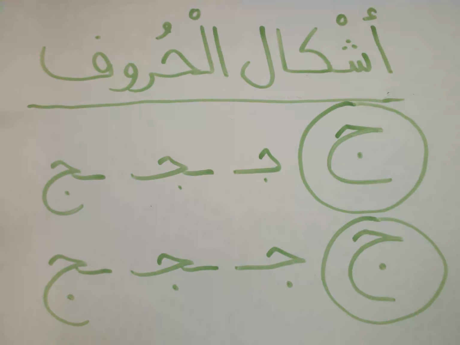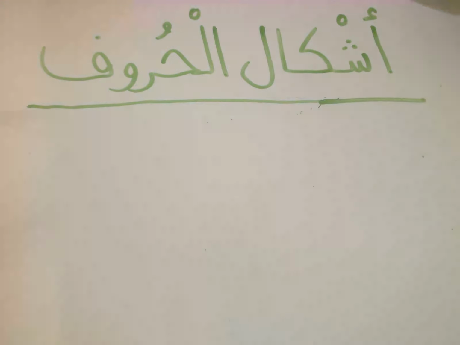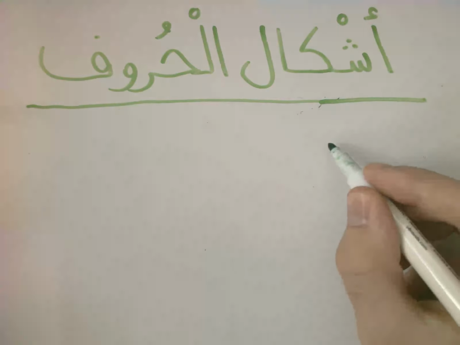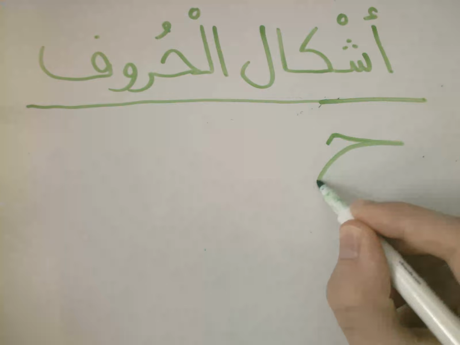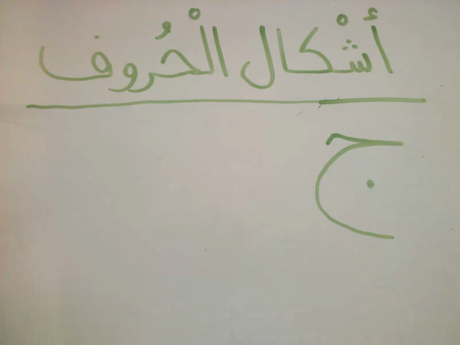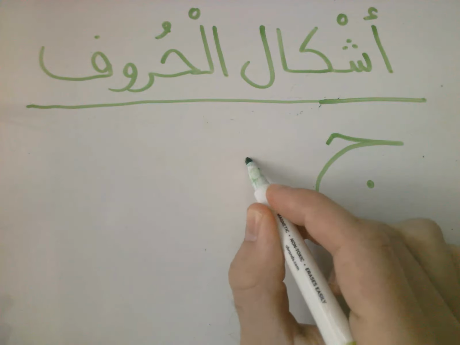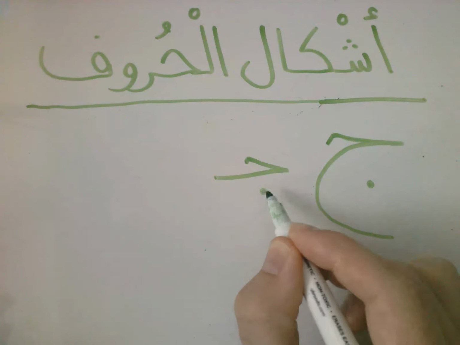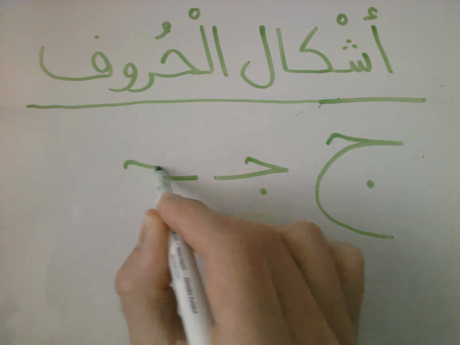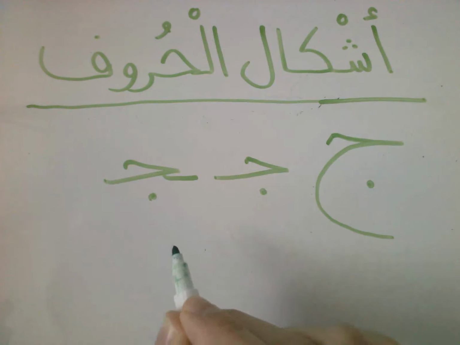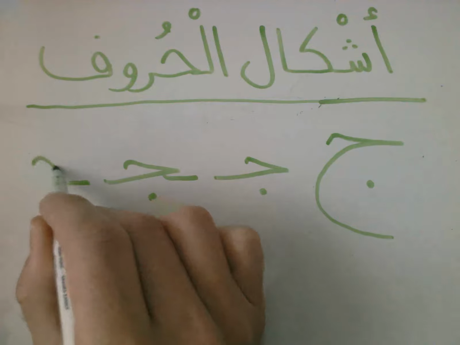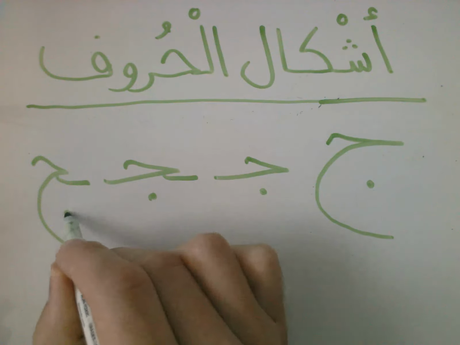1 2 3. 1 2 3. Here we go. I'm going to write them bigger for you and at a slower pace so that you can follow along writing, if it helps. Jim, and then we will have initial form, medial form, and final form.